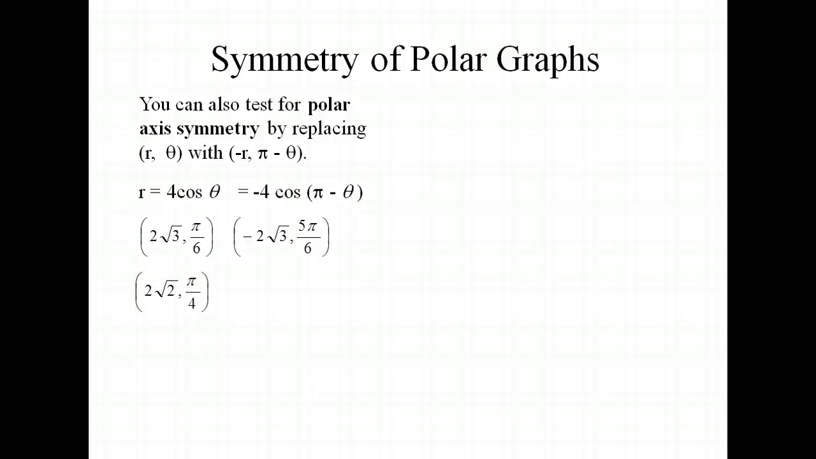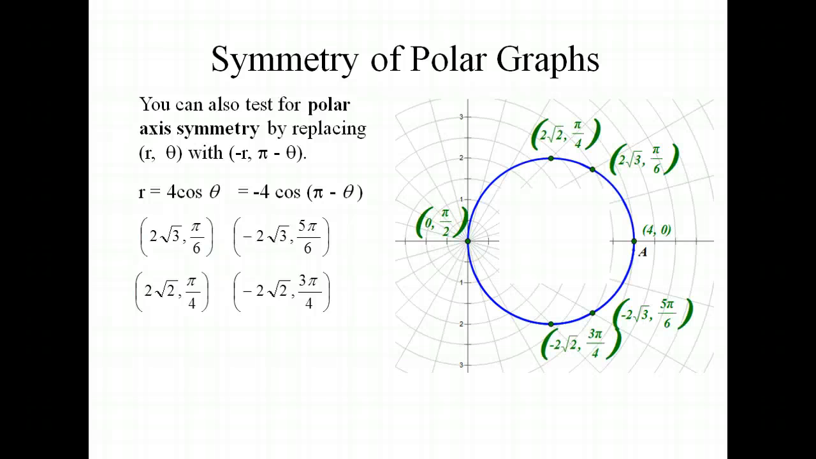The same thing is going to happen with pi over 4. When we plug in pi minus pi over 4, or 3 pi over 4, we get the opposite for the r value. Let's go ahead and plot these points on our graph.